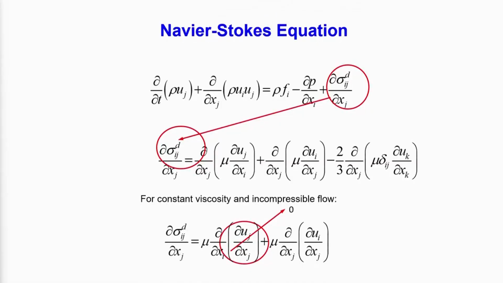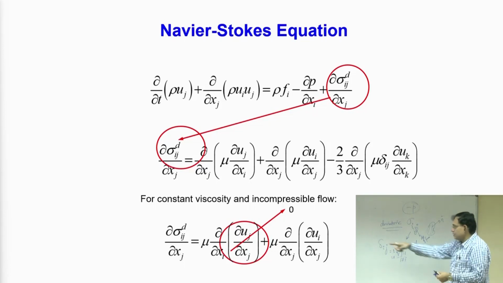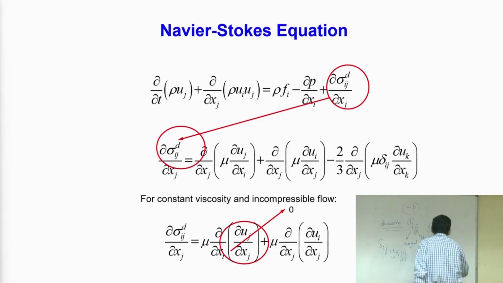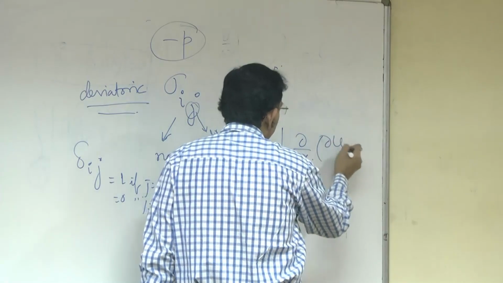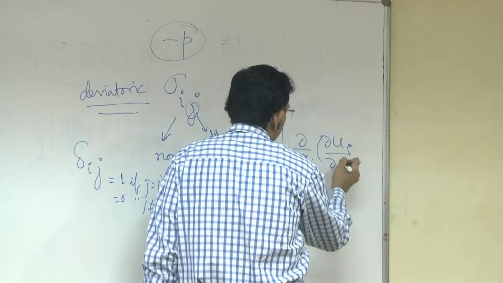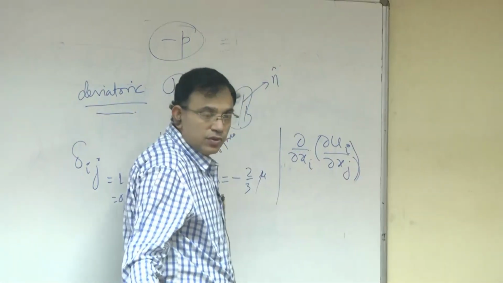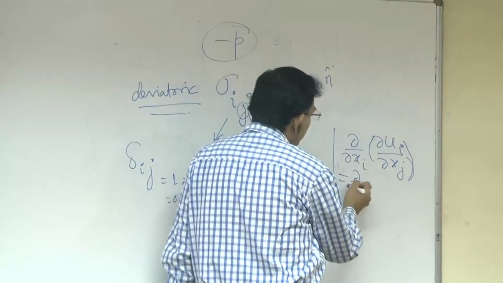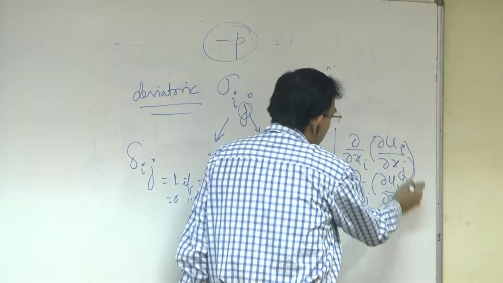So, now if we substitute all these in the right hand side, and for constant viscosity we can make a jugglery of this one. So, the last term that I have written. So, if you have something, let us say you want to calculate this partial derivative. So, you can always write this one if the partial derivative is continuous.